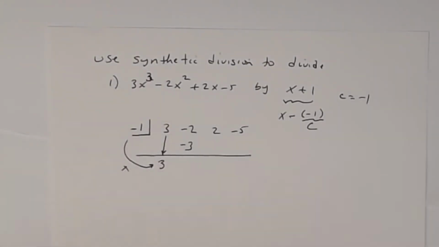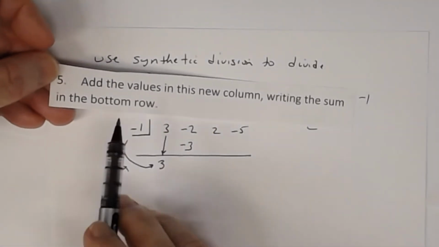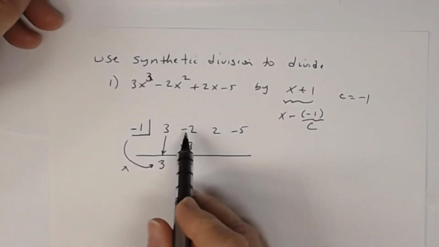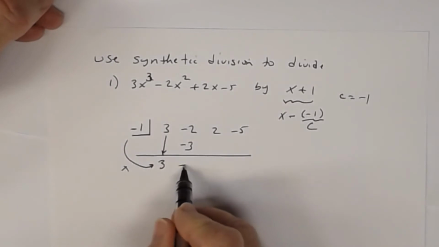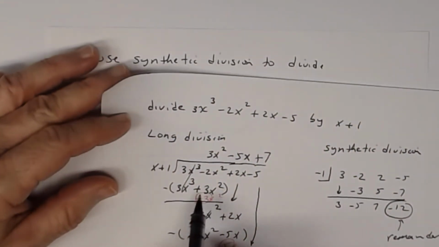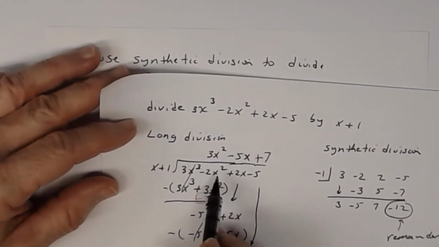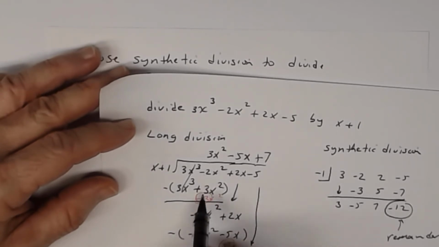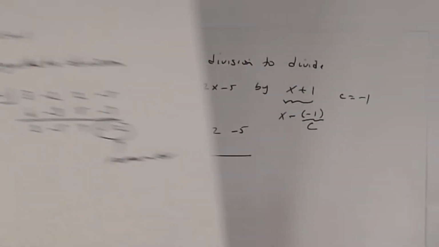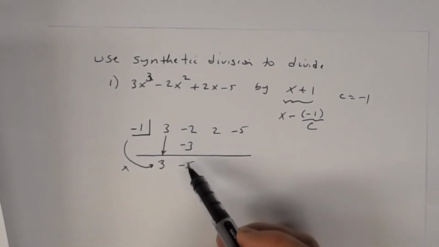Okay? And then step 5: add the values in this new column, writing the sum in the bottom row. So negative 2 and negative 3 is a negative 5. Where does that come from? Well, remember when we wrote the red right here, we said negative 2x squared and a negative 3x squared. When we added those, negative 2x squared plus a negative 3x squared is a negative 5x squared. That's what this is. Negative 2 and negative 3 is negative 5.